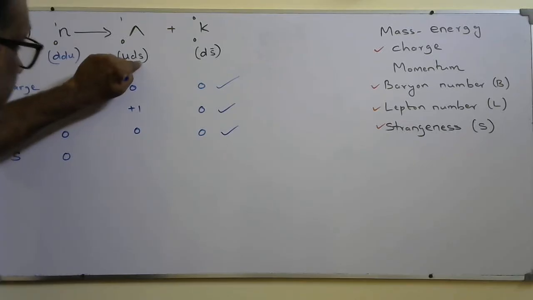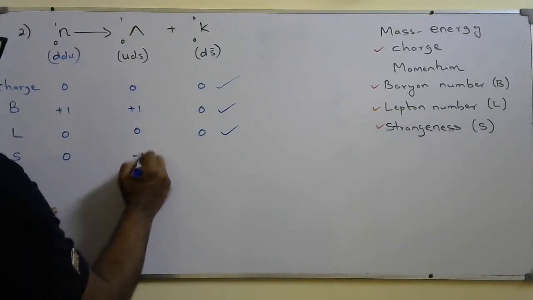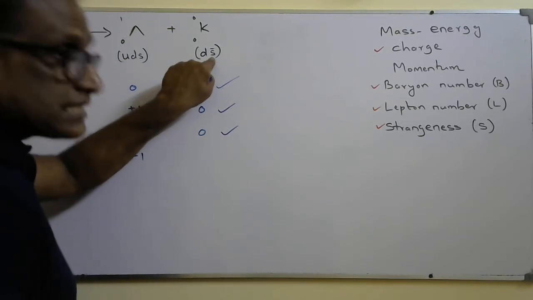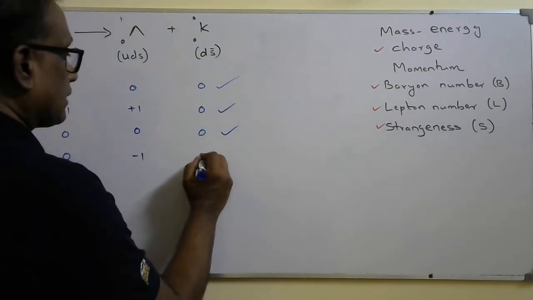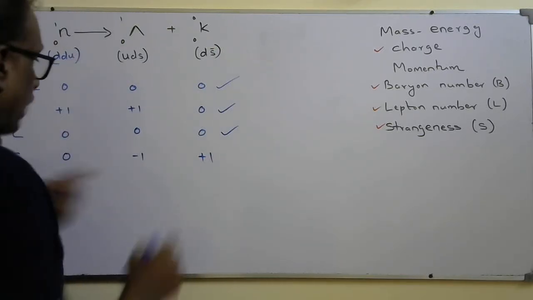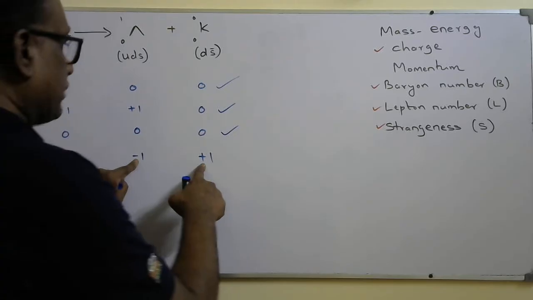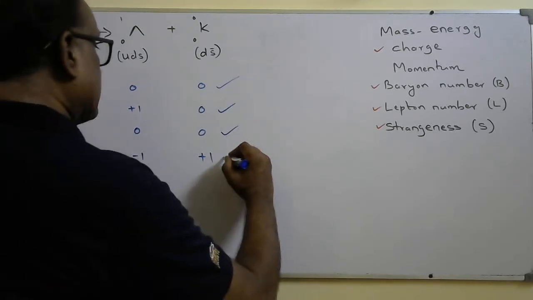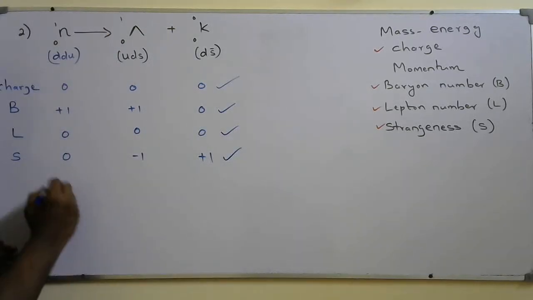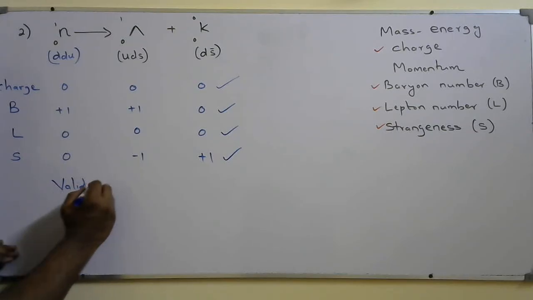This has 1 S quark, so -1. This has 1 anti-S, +1. So before interaction 0, after interaction -1 plus 1, 0, so that is also conserved. So all conserved, so valid reaction.